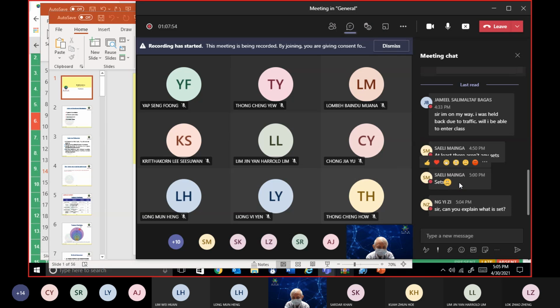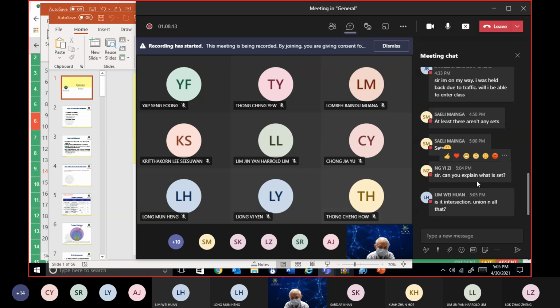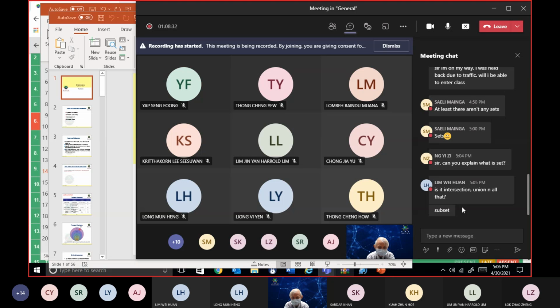Yes, set is quite an easy part. We have the Venn diagram to represent sets, and all the operations, intersection and so on. Set is about intersection, the union, and what types of set we have. Is it universal? Are they dependent, independent? Are they mutually exclusive? When you come to the right time, we answer your question in full. Yes, everything, subset also.